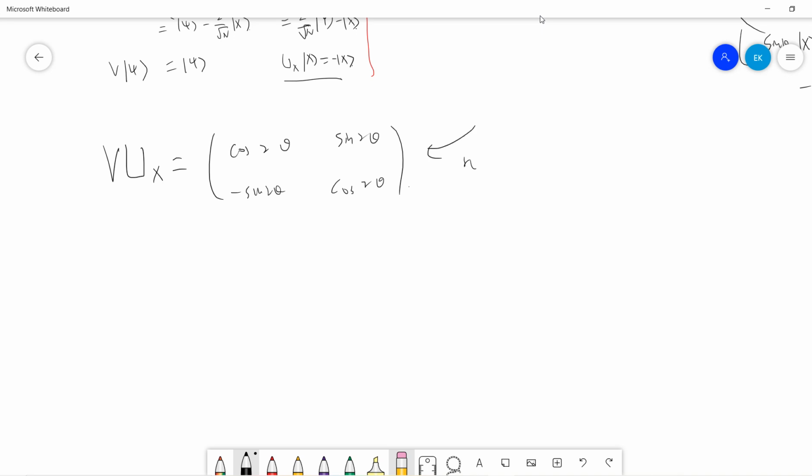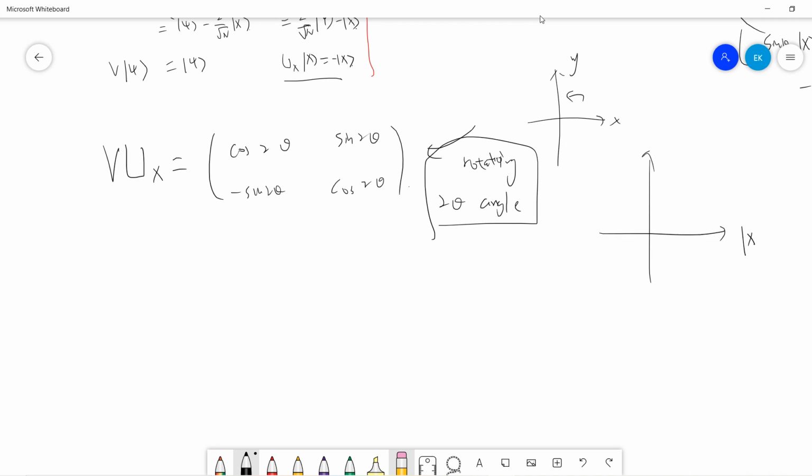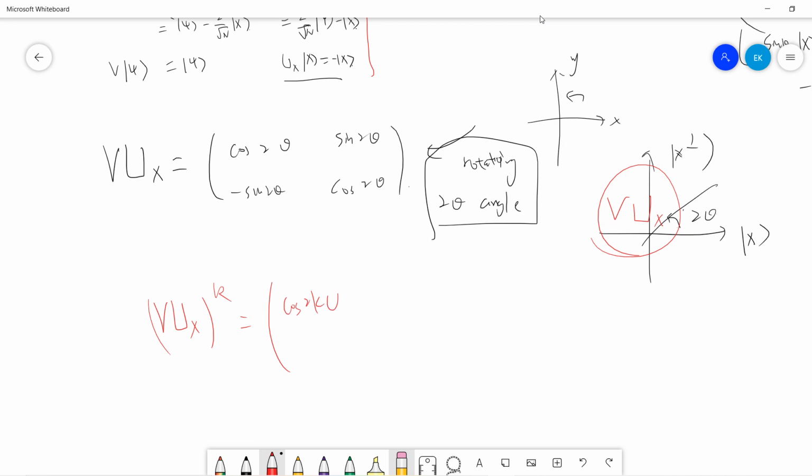Okay, so you see this is just a rotation. If you use the xy plane, you are just rotating by a 2 theta angle. That is the geometrical meaning, right? In the x and x complement basis, they are just rotating by 2 theta. So this is the operation of VUx, the property of VUx. The simple idea is that VUx to the power k will be just cosine 2k theta, sine 2k theta, minus sine 2k theta, cosine 2k theta.